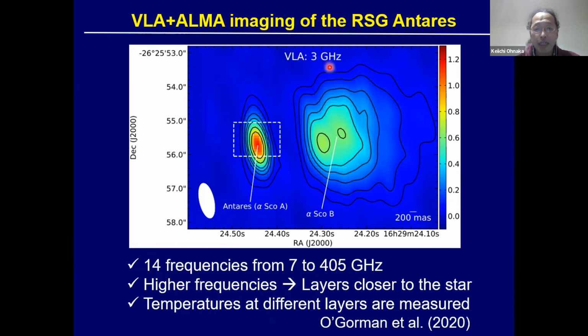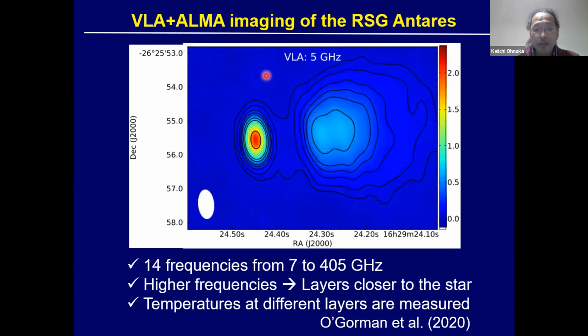So what's shown here is the VLA image taken at 3 gigahertz, and Antares is a binary system. So this is the red supergiant Alpha Scorpii A, and Alpha Scorpii B is here. It's a B-type main sequence star. So what we see here is actually the circumstellar material from Alpha Scorpii A, the red supergiant, but ionized by the hot companion. Now, if we move to higher frequencies, 5 gigahertz, this ionized zone is weaker.